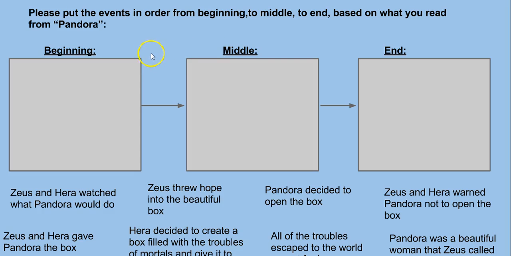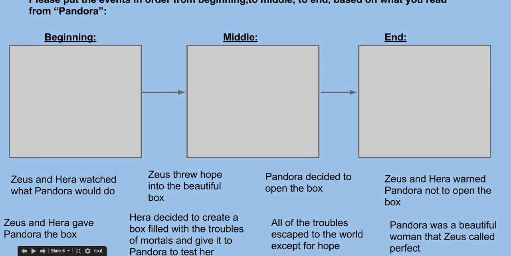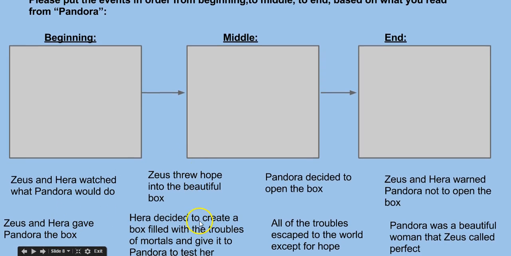After that, you're going to look at all these different events that are written down at the bottom. They're all out of order, and what you need to do is figure out if they go in the beginning, middle, or end, and you can use the smartboard to drag and drop wherever they go.